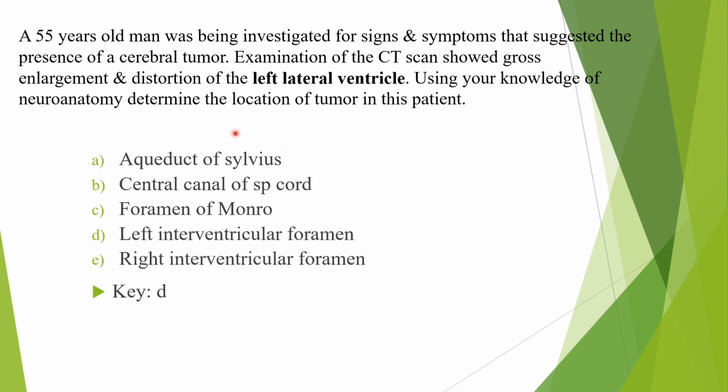And this is basically the left lateral ventricle which is affected. The options are aqueduct of Sylvius, the central canal of the spinal cord, foramen of Monro, left interventricular foramen and right interventricular foramen. So the left interventricular foramen is basically the one which is blocked, which leads to enlargement and distortion of the left lateral ventricle.